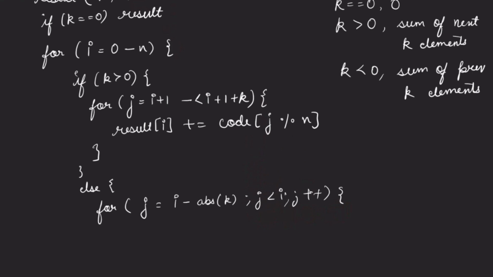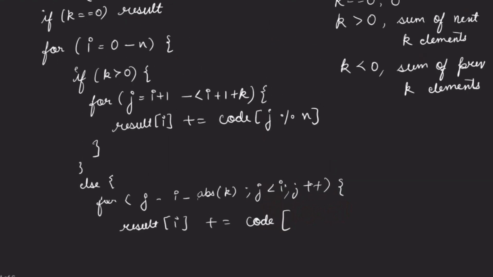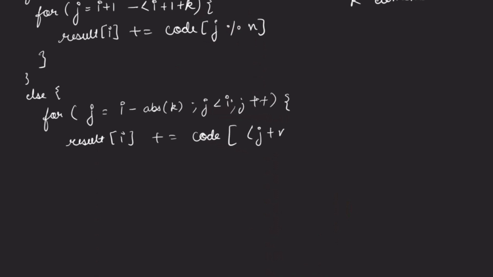Why is it going till less than i? Because for the previous k elements, the current element is not included, right? Now in this, again, in result of i, you will add code of what? Now see, we want that before this 5, we should get 4, right? Now we want to go to the last index from the front. So for that, what will you do? (j plus n) modulo n, right? This is what you will do.